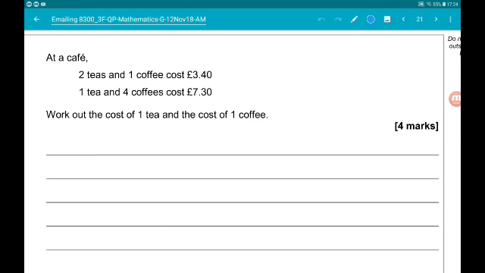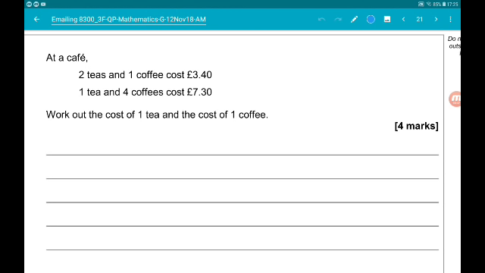Okay, 23. We have simultaneous equations. So my playlist is down below. So at a cafe, 2 teas and 1 coffee cost £3.40. And 1 tea and 4 coffees cost £7.30. Work out the cost of 1 tea and the cost of 1 coffee. So, how do we know whether this is simultaneous equations? It's because there are 2 sentences about 2 different things.